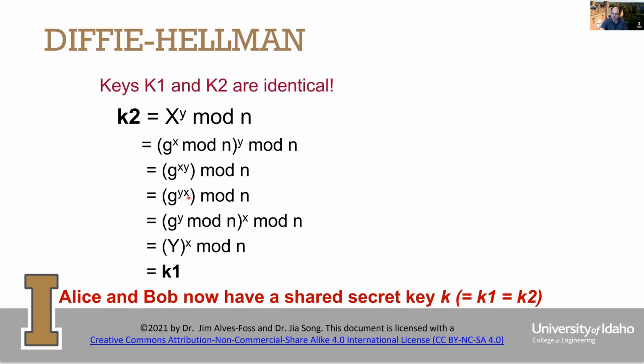I can switch the order of these because it's just multiplication. I can bring that X back out. And this G to the Y mod N is just Bob's capital Y to the X mod N. So Y to the X mod N that Bob calculates is the same thing as X to the Y mod N that Alice calculated. So K1 equals K2. These are the identical keys.